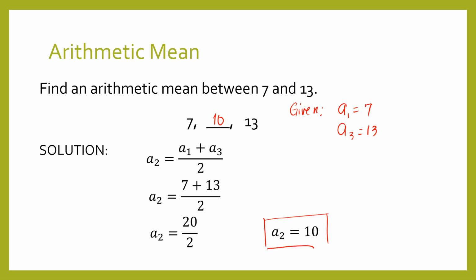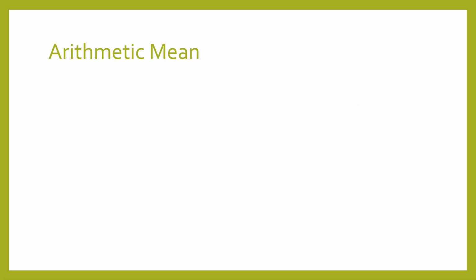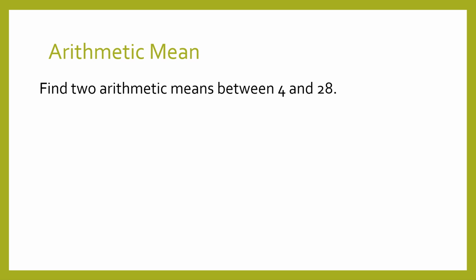I hope that you understand this first problem. What if I give you the number of arithmetic means in between these two extremes? So let us have our next example. Find two arithmetic means between 4 and 28. We have here two extremes, which are 4 and 28. So the question here is, how many terms do we insert between these two extremes, 4 and 28?